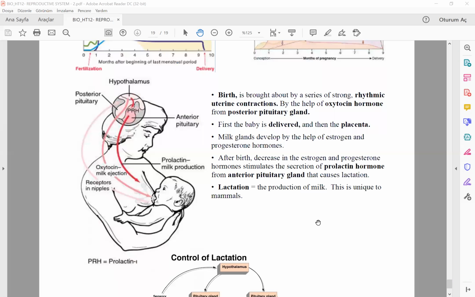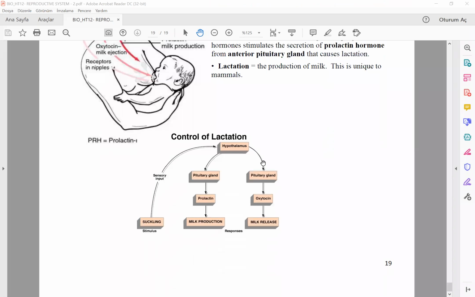Lactation means the production of milk. And there is a positive feedback control mechanism. For example, the suckling of the baby gives a stimulus to the receptors in the nipples, and these receptors send the stimulus to the hypothalamus and the anterior and posterior pituitary. More oxytocin and more prolactin hormones are secreted. And these are the controls of lactation.